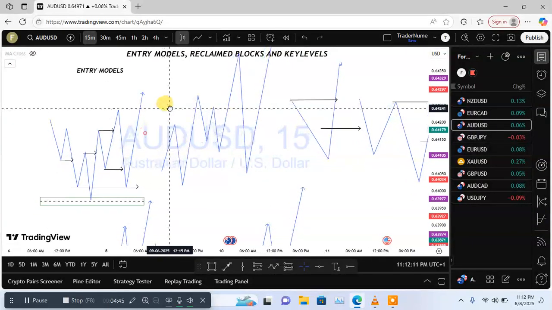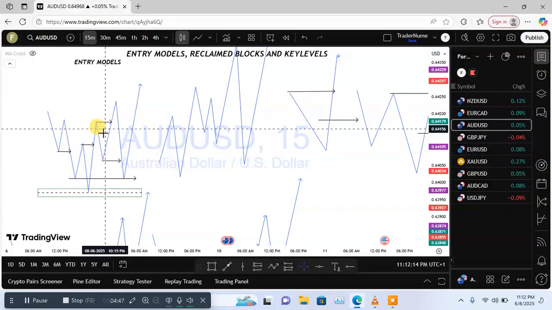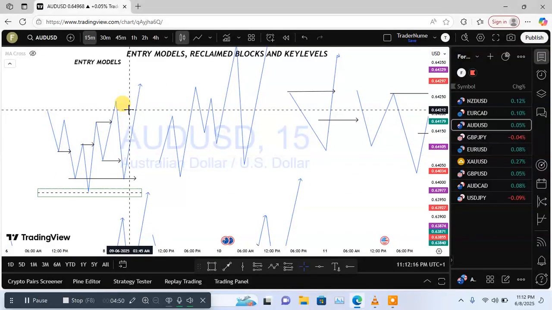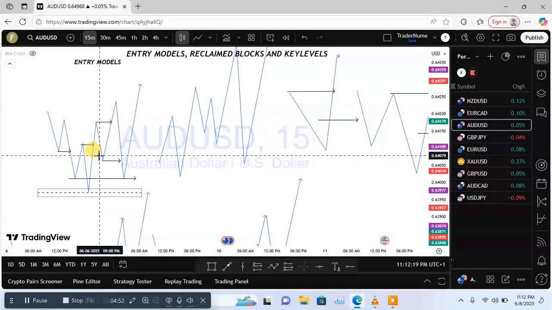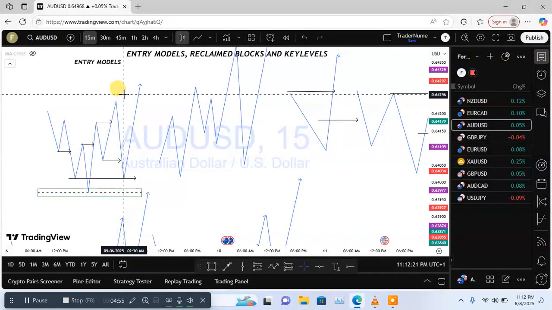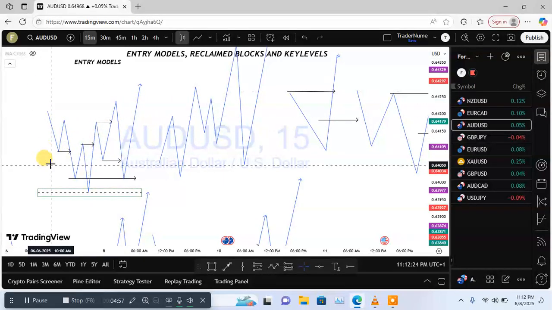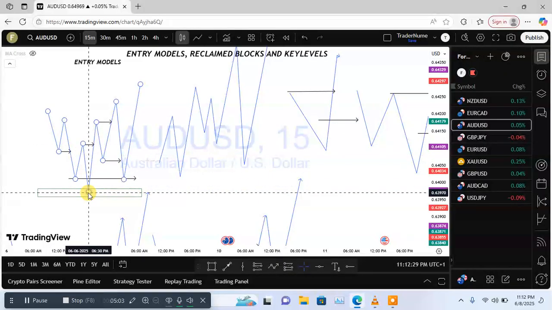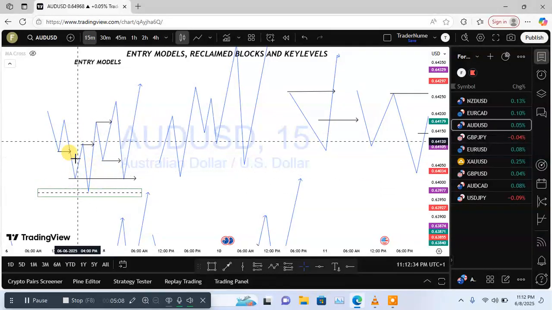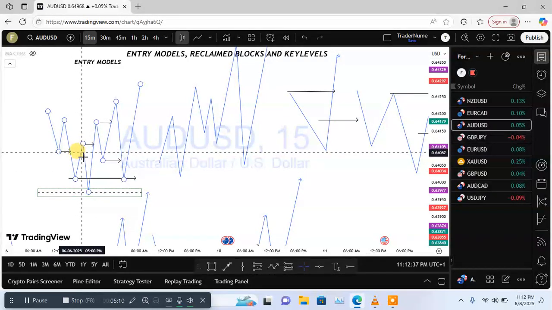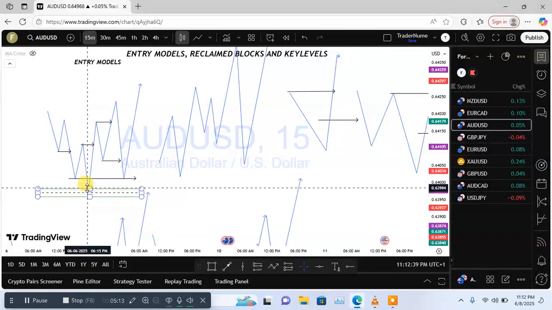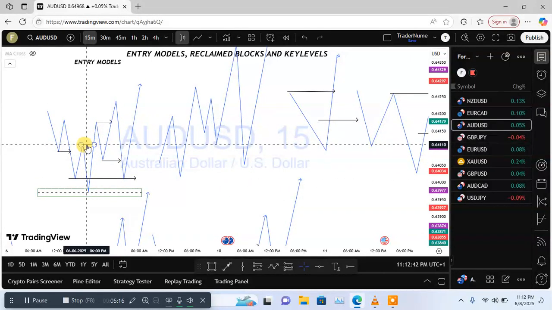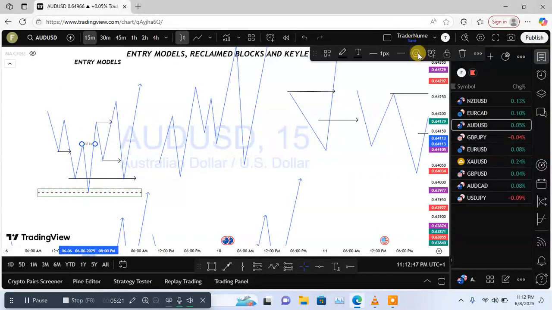So the first entry model is called liquidity sweep and a double break of structure. Now, the first break of structure: price is coming down, retracing, and taps on your discount zone, probably any point around here is your discount zone, then gives you a break of structure to the upside. I call that first break of structure the break of structure manipulation.